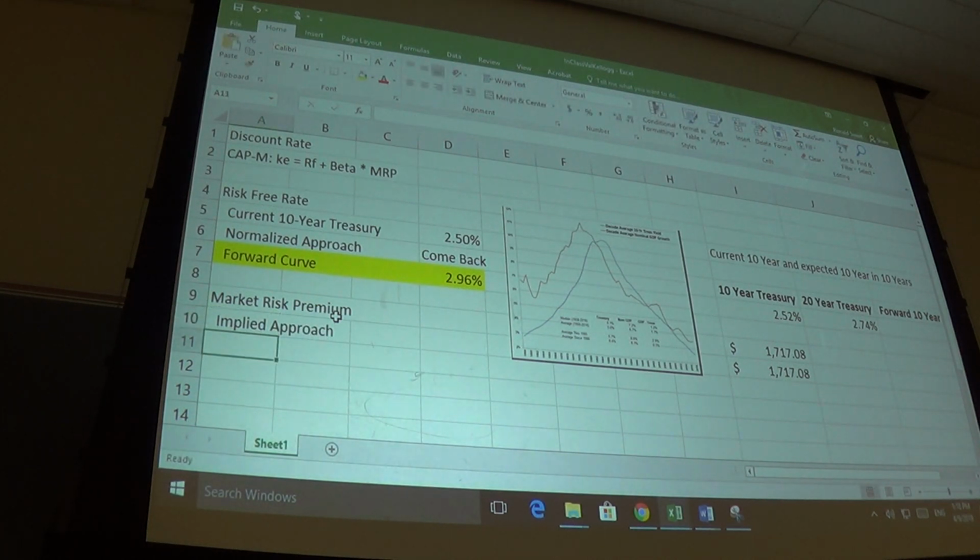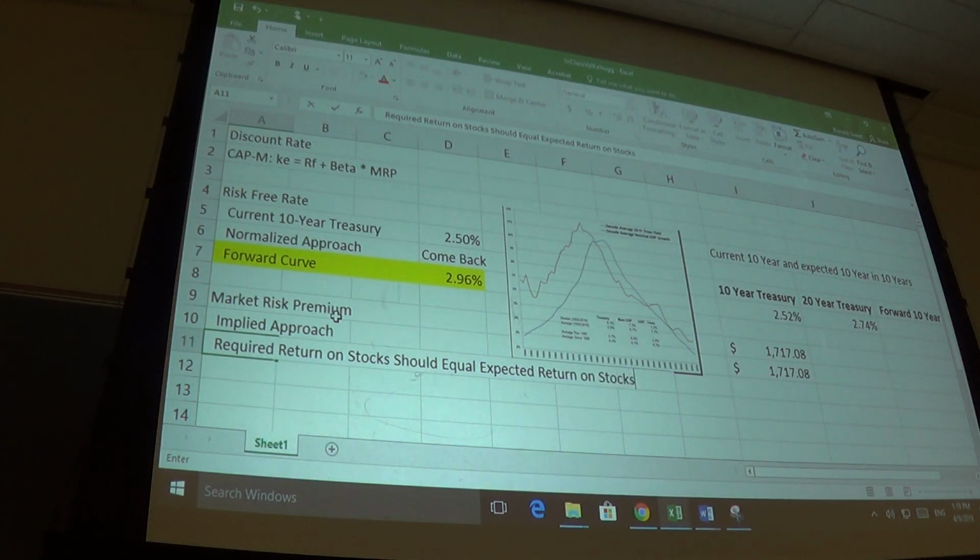You might explain the implied approach in there. It's a fairly simple idea. The concept is the required return on stocks should equal the expected return on stocks. The market risk premium is a required return on stocks, but that's a theoretical number that we can't get anywhere. We can't look it up. We can ask people for their advice or their expectations, but ultimately it's a theoretical number.